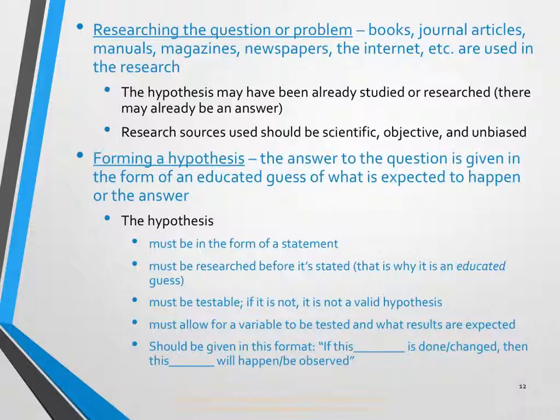We've looked into it a little bit. We've given it some thought before we've come up with an answer. It must be testable. If we cannot test it, then it's not a valid hypothesis. It must allow for a variable to be tested and results are expected. So if I change this one thing, what is that going to do to all these other things?